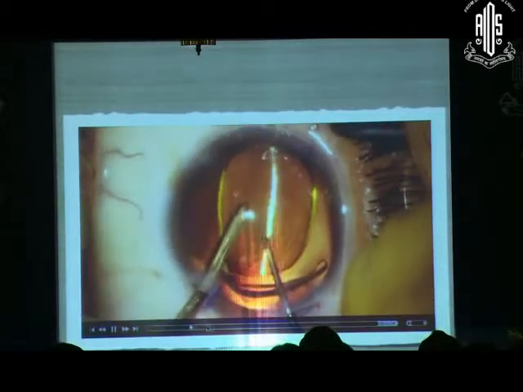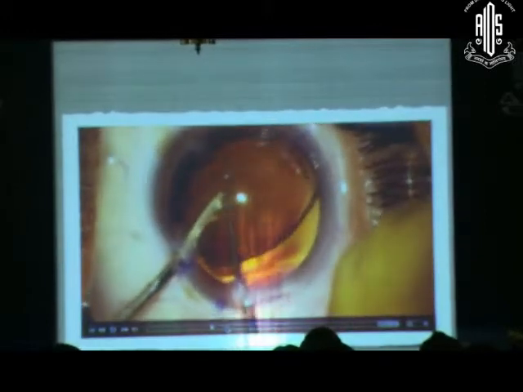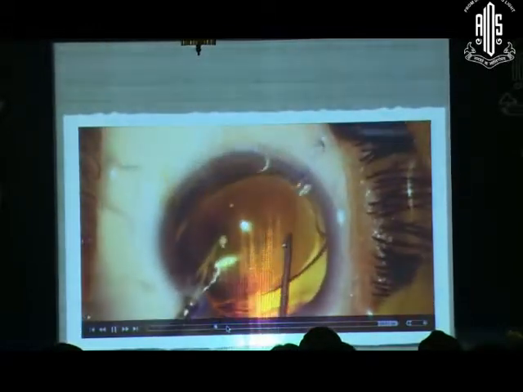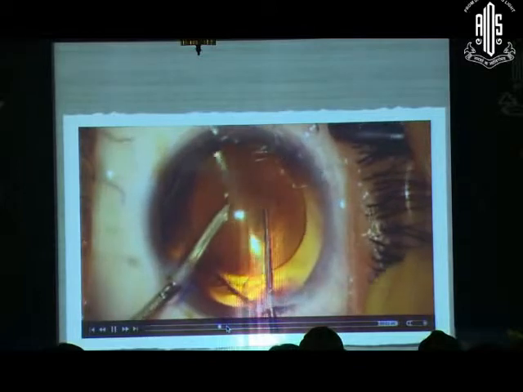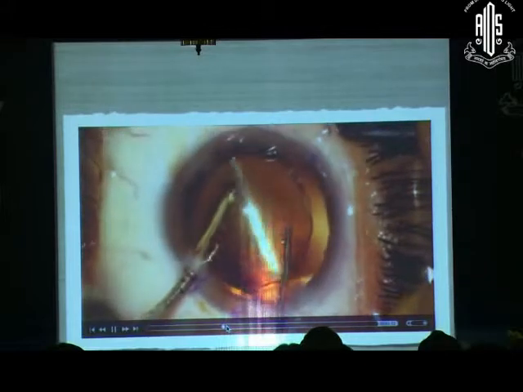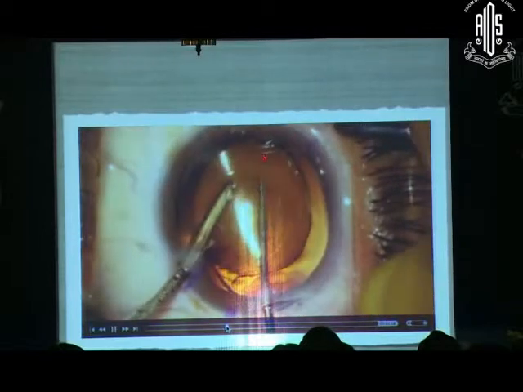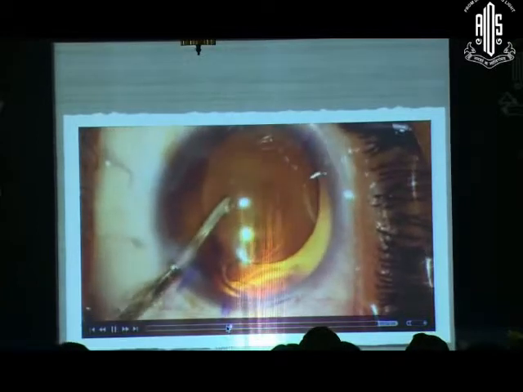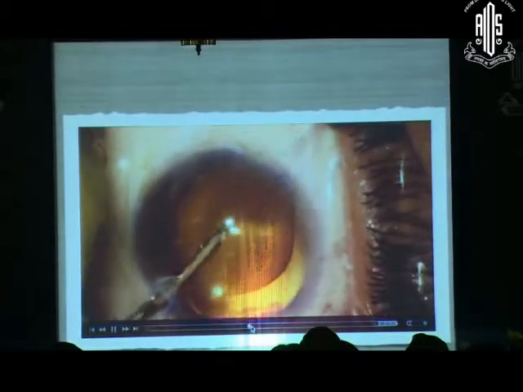So this is the axis of the toric IOL. And using the irrigation cannula and the Q-Glens hook, I rotate the IOL to the desired axis. You should wait so that both the haptics of the IOL expand completely. See, I'm rotating the IOL and getting it to the final desired axis. So this is the final outcome.